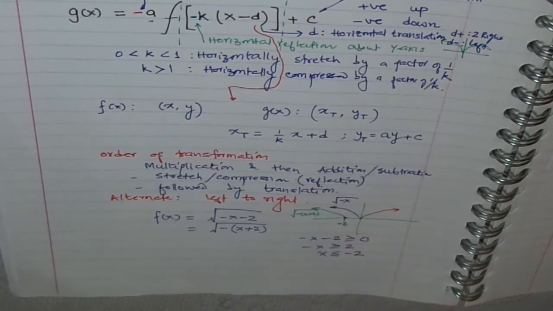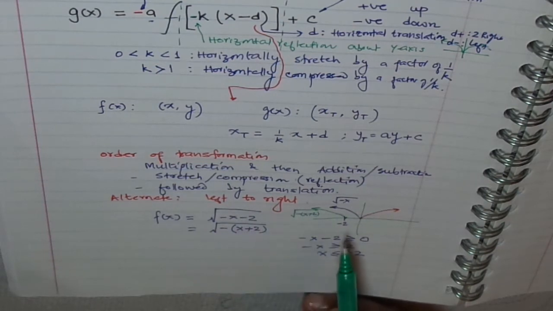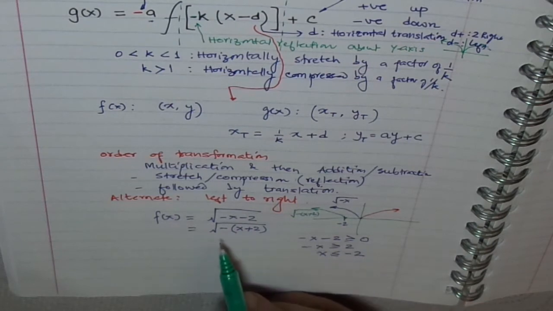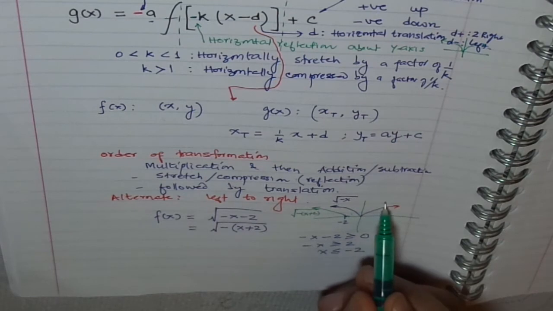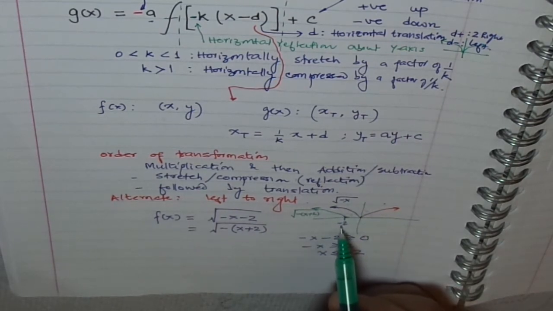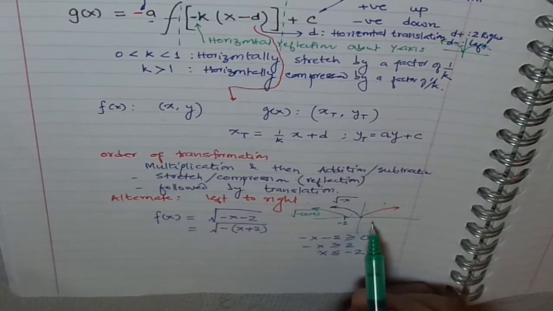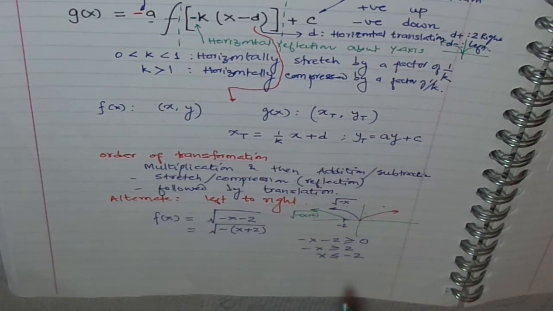Very important to consider. If you don't do this, for example, if you do translation first, you will land up with a different and altogether wrong answer. For example, here, if you first do 2 units to the left, it becomes something like this, right? And then reflect, then it becomes something like this. So instead of getting less than minus 2, your domain will be less than 2, which will be wrong. So this is a very, very important point to consider. Don't forget it, okay? Keep in mind.